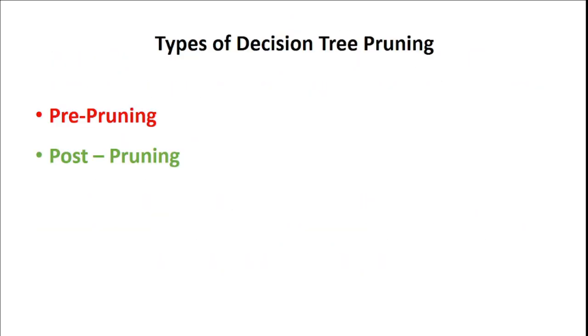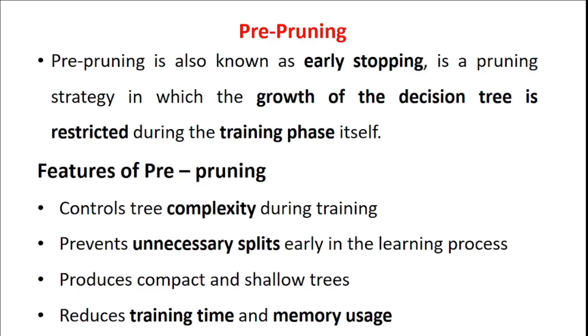Fine. And there are two types of decision tree pruning: first pre-pruning, second post-pruning. What is meant by pre-pruning? In pre-pruning, we are not allowing the tree to grow to its full depth. In the training phase itself, we are restricting the decision tree to stop. In other words, pre-pruning is also known as early stopping. It's a pruning strategy in which growth of the decision tree is restricted during the training phase itself.